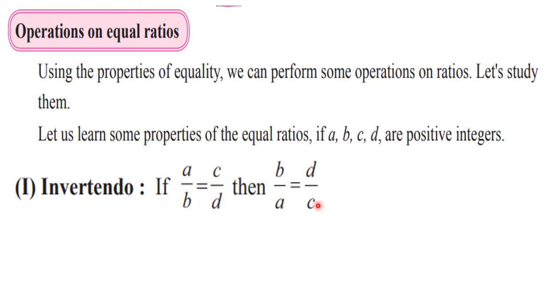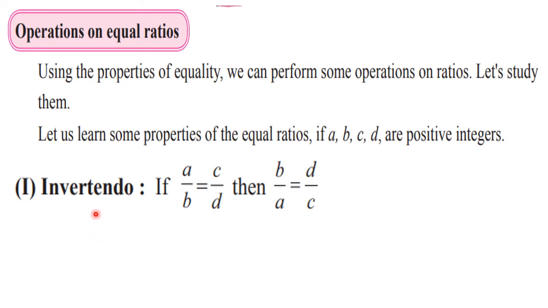Invert the original ratio, but we should perform the operation on both the sides. See, both the places we have done the inversion: b upon a and here d upon c. You cannot write b upon a is equal to c upon d. So whatever operations we are doing, we have to do on both the sides. We are using these properties by using the property of equality. That means whatever operation you are performing, you have to perform on both the sides, left hand side as well as right hand side of the equation.